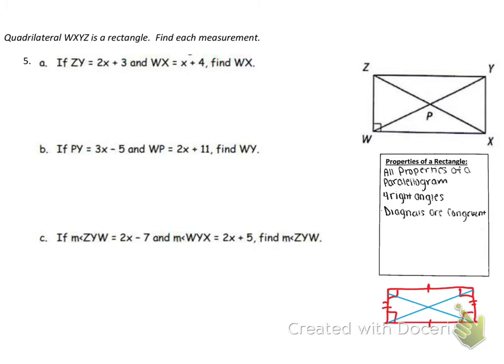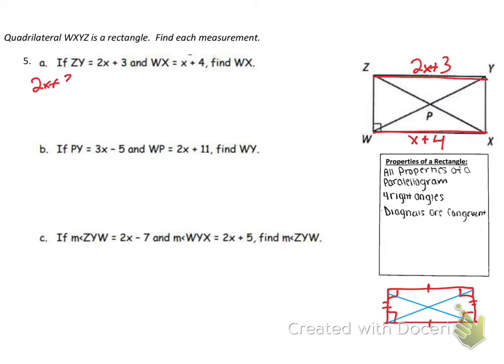All right, if we go to the quadrilateral, here we have a rectangle, and we just went through some of these properties. So if ZY is equal to 2x plus 3, and WX is equal to x plus 4, we've got to find what WX is. So the first step here is we've got to find out what X is. We know that this is going to be equal to this line. So let's just set them equal and find X.